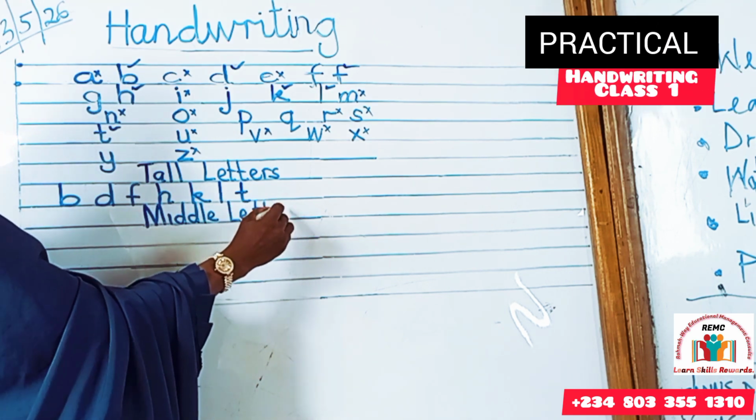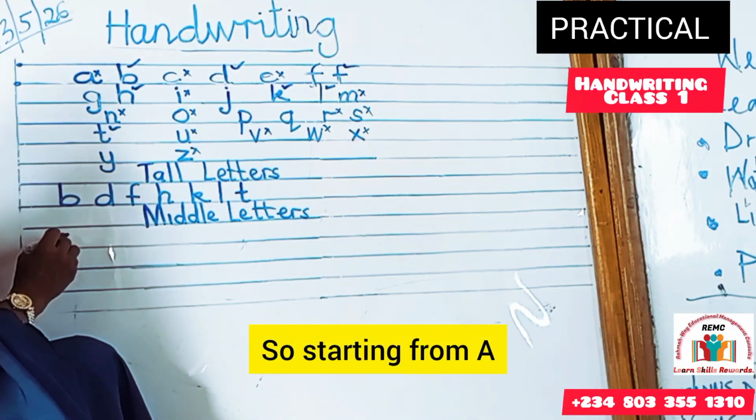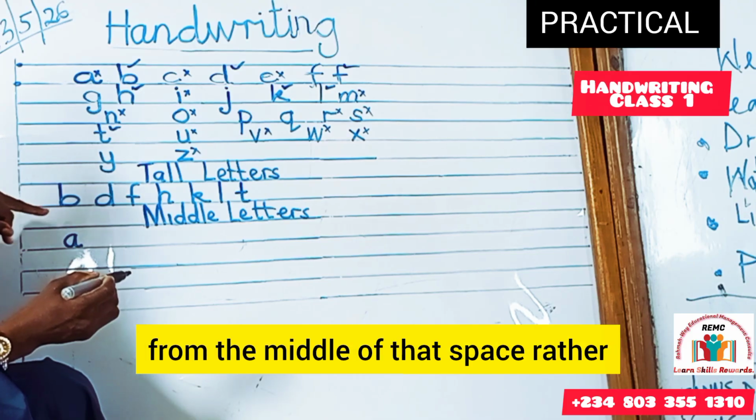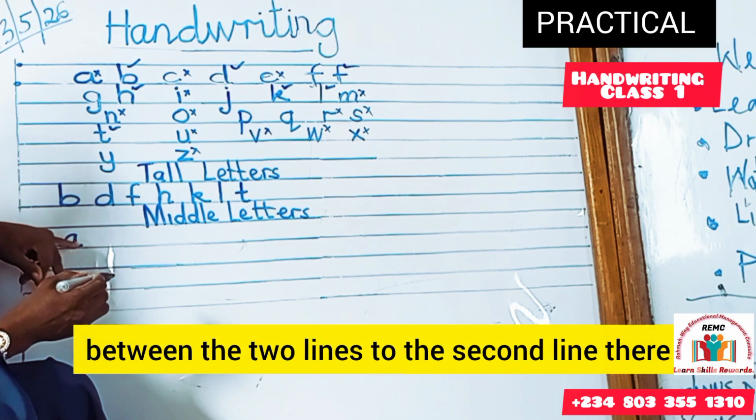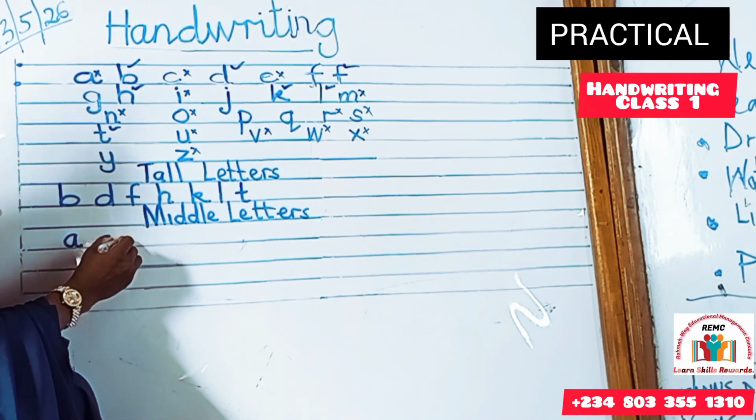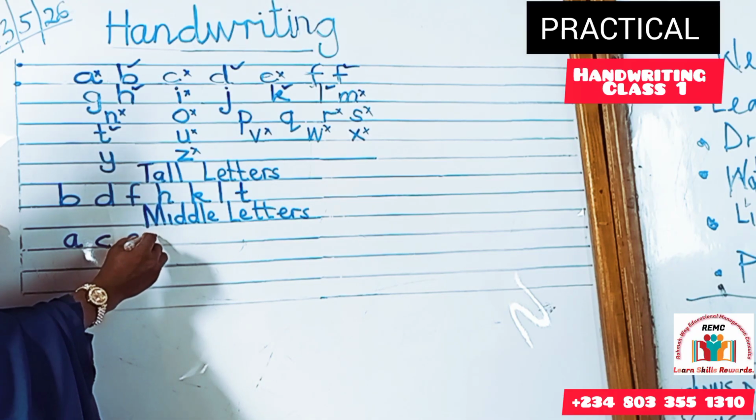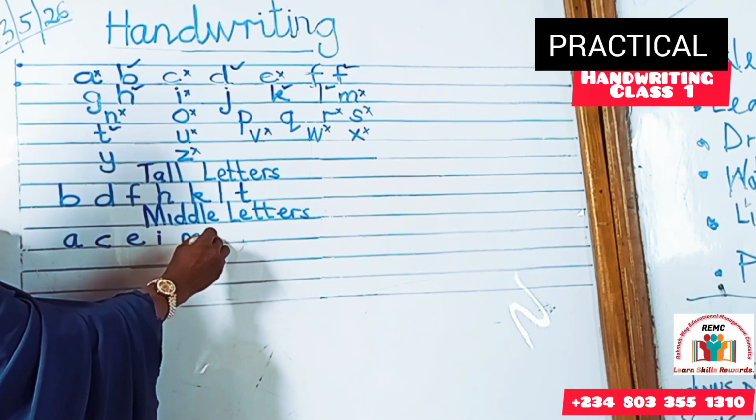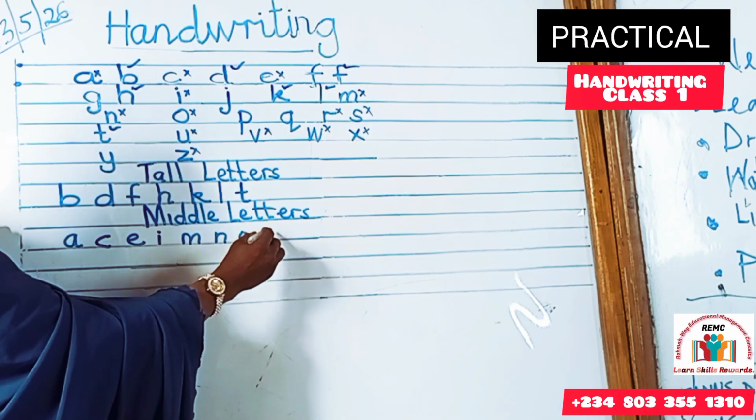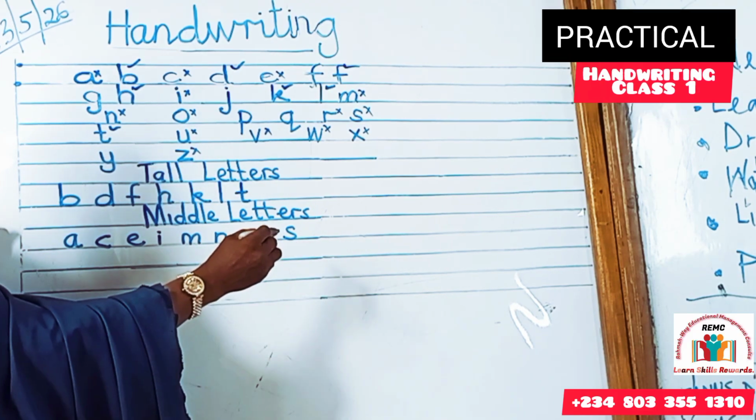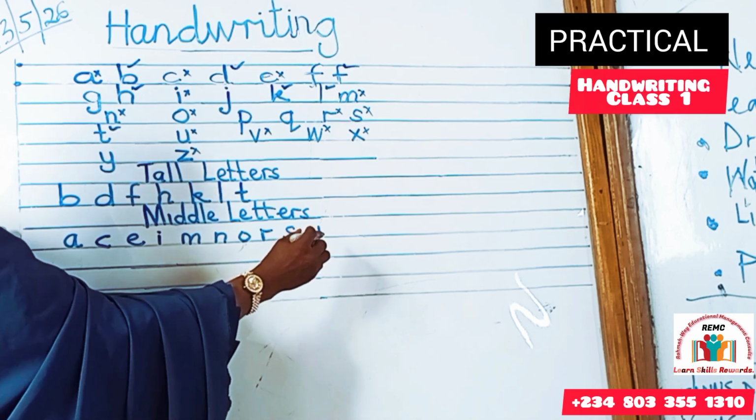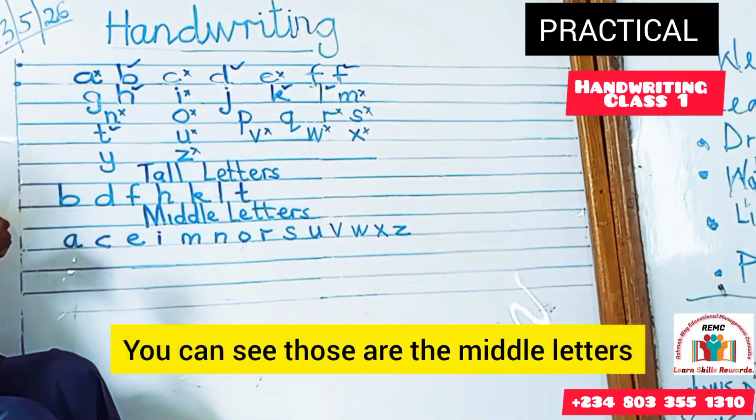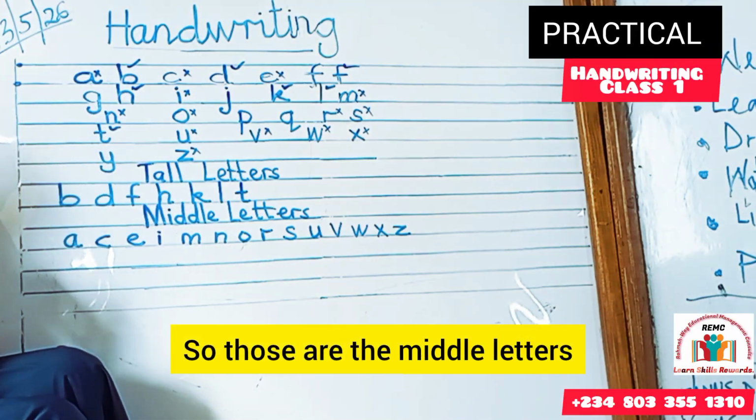So starting from A, we are going to start writing it from the middle of the space between the two lines to the second line there. Then the next one is C, E, I, M, N, O, R, S, U, V, W, X, and Z. You can see those are the middle letters. Dot your i. So those are the middle letters.